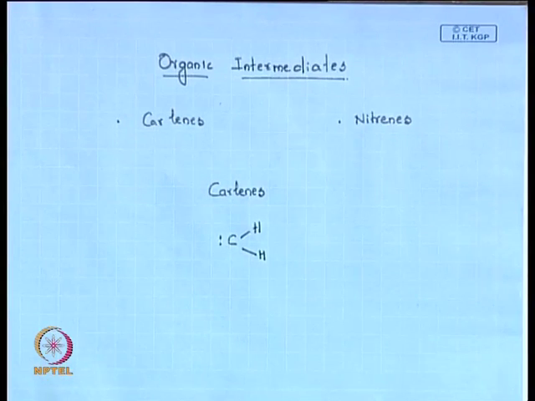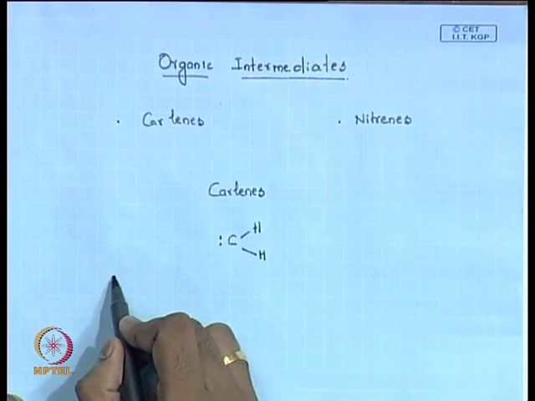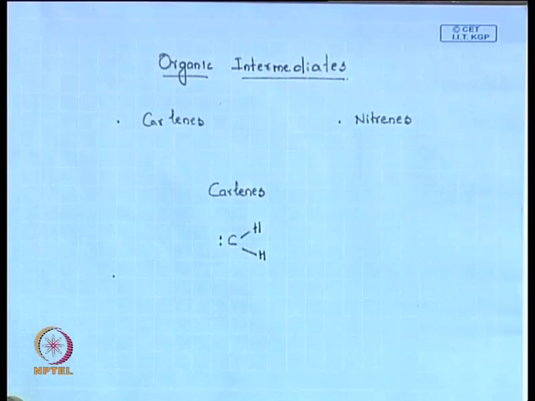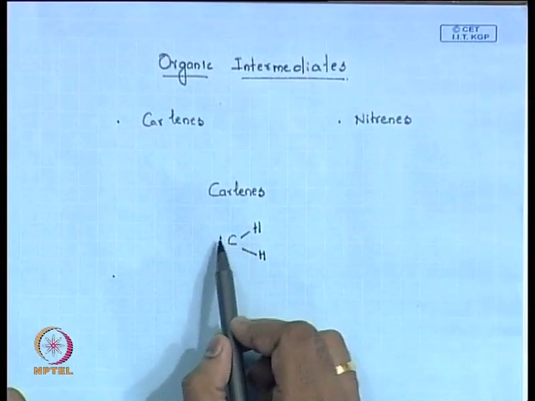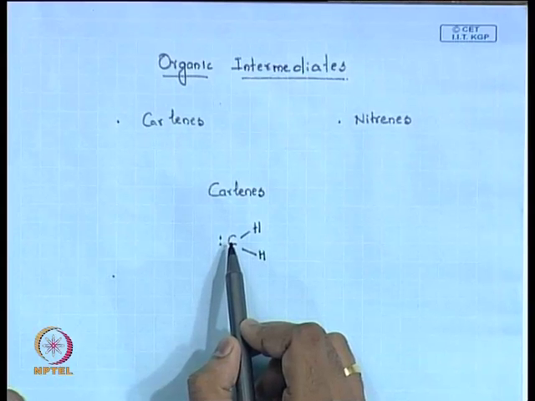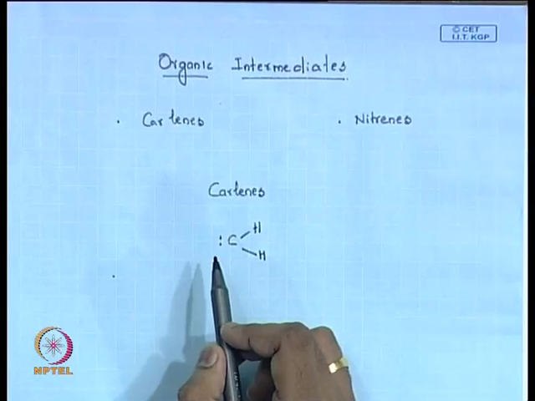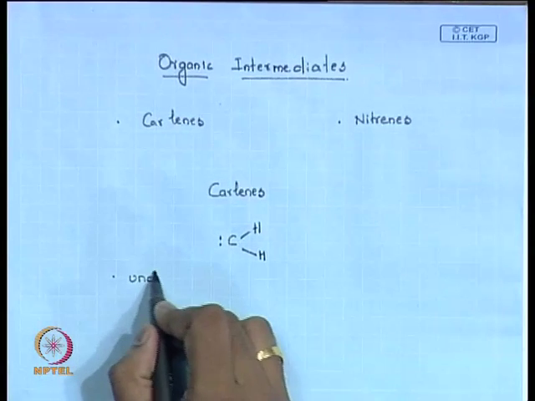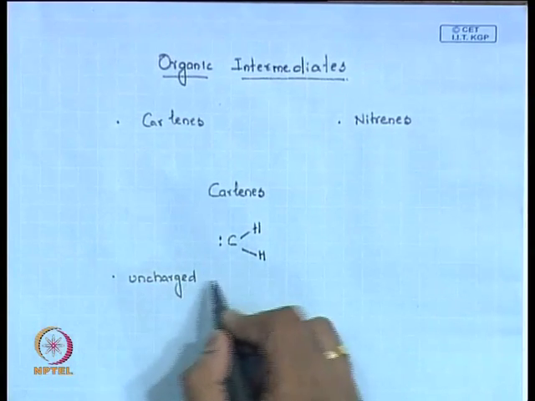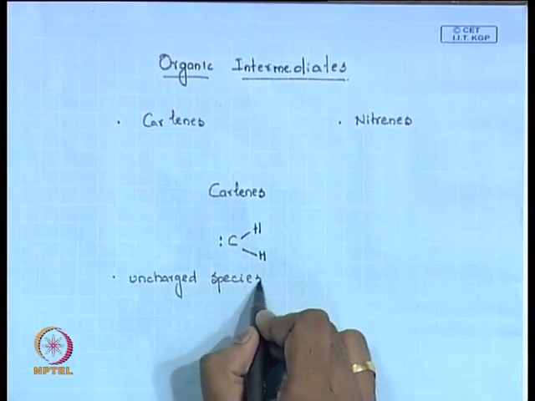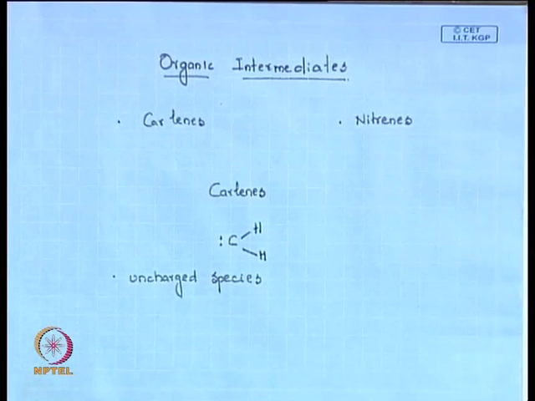This is your simplest carbene, that is methylene. We call it methylene, the simplest carbene. Seeing this structure, can we write some salient features based on the structure? What about your carbon? In a carbene, most of the time the carbon atom is neutral. First thing you can say is that it is an uncharged species.